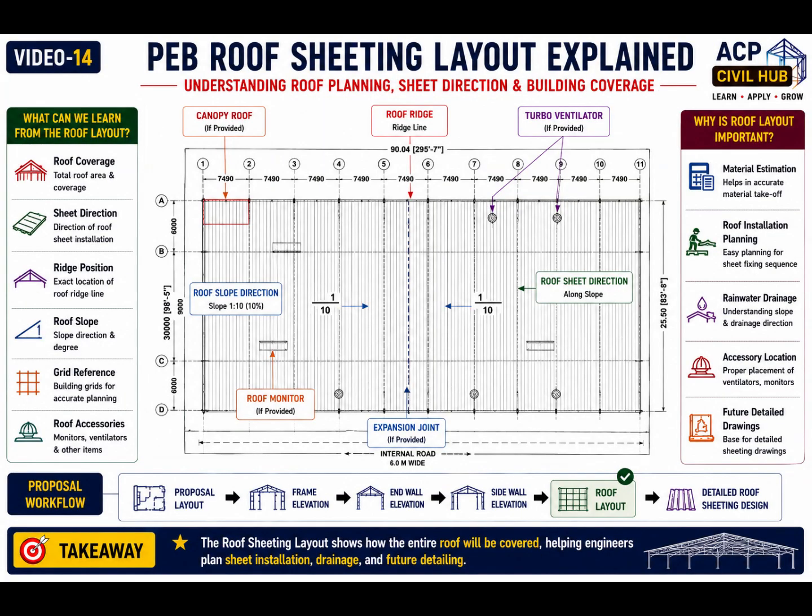Now let's move to the roof sheeting layout. This drawing shows how the roof will be covered using roof sheets. It indicates the ridge position, roof slope direction, sheet installation direction, roof accessories, and building coverage. The roof layout helps engineers estimate materials, plan installation, understand rainwater drainage, and prepare future roof detailing drawings.